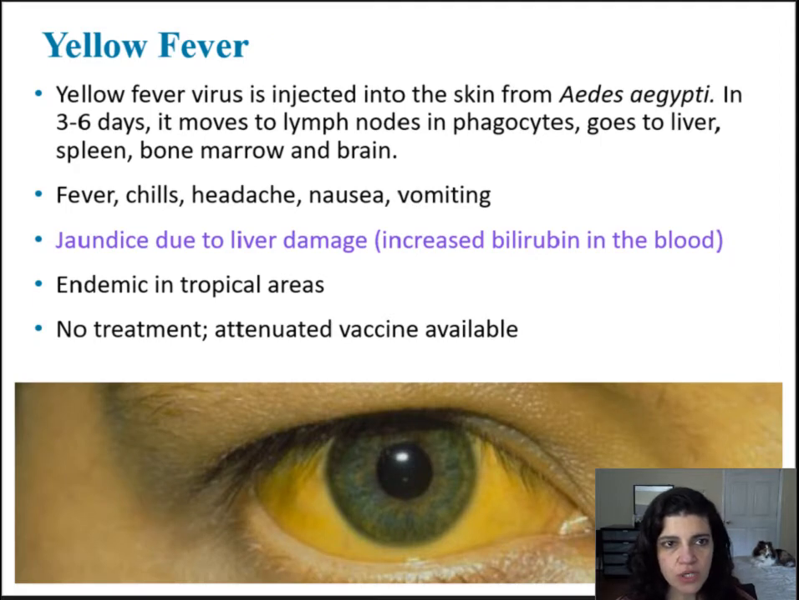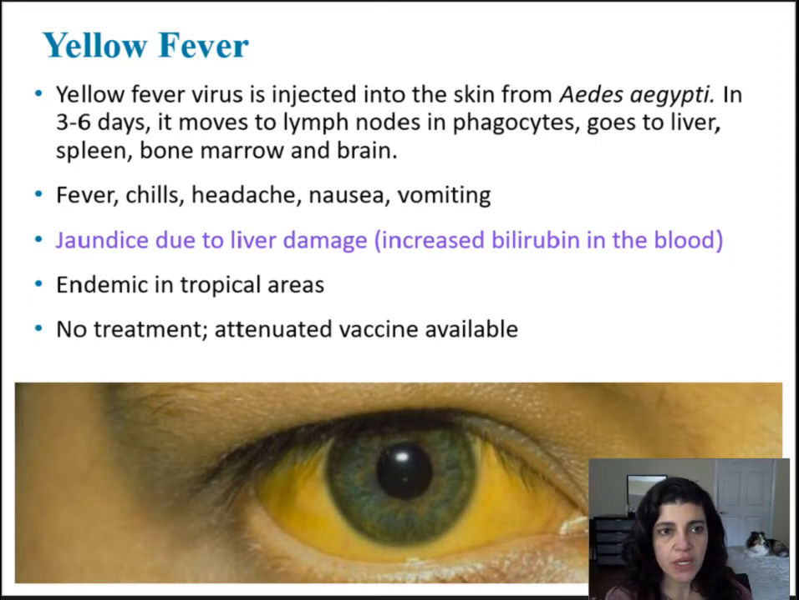So now we're going to talk about yellow fever. Yellow fever is caused by the yellow fever virus, which is usually injected into the skin by a mosquito called Aedes aegypti. In 3 to 6 days, this virus goes from the skin where you got bitten to the lymph nodes and phagocytes, and then it can go to the liver, spleen, bone marrow, and brain.